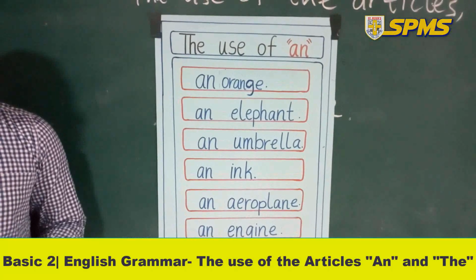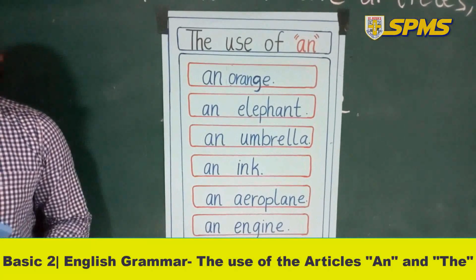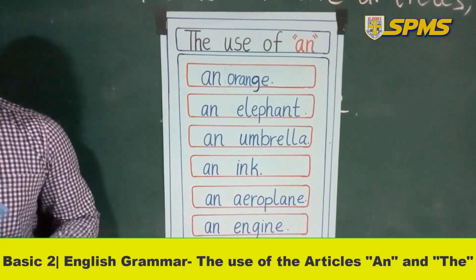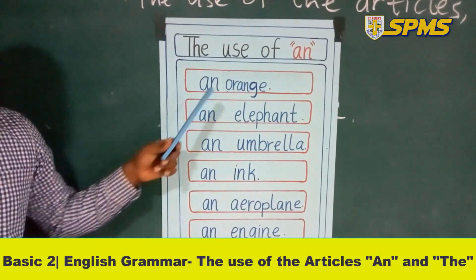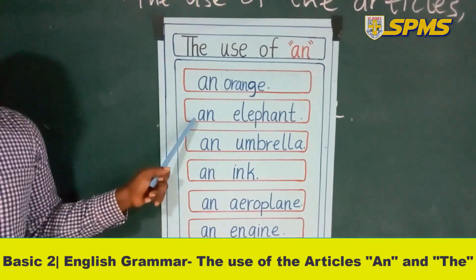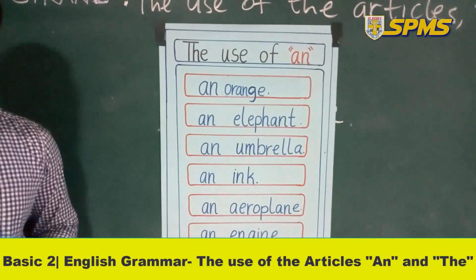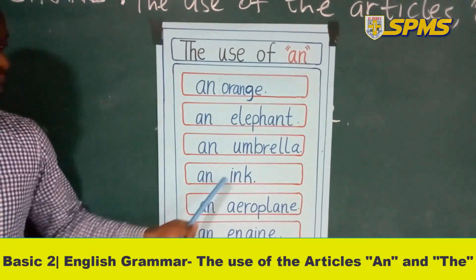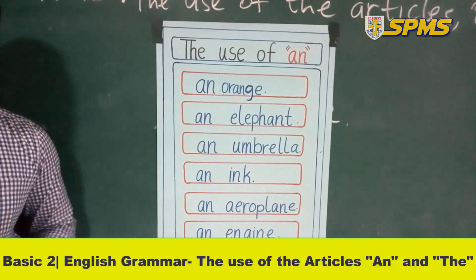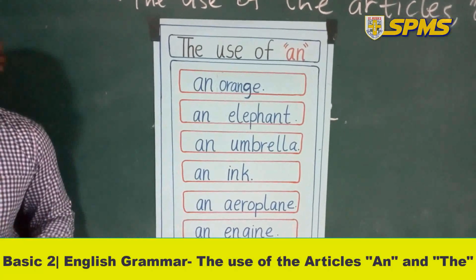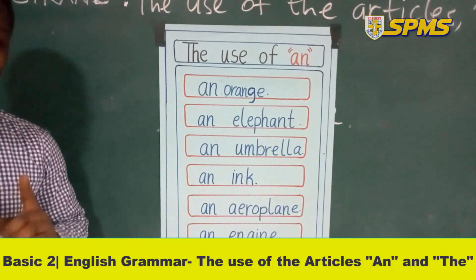Children, let's look at more examples of nouns that begin with vowels that the article "an" has been used to refer to. Let's read together. An orange, an elephant, an umbrella, an ink, an airplane, and then the last one is an engine. Find more examples of nouns that begin with vowels and use the appropriate article, which is "an," against them.